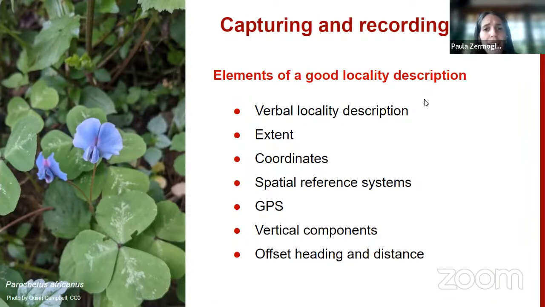Also, we have talked about elements of a good locality description, which are the verbal locality description, the extent, the coordinates, the spatial reference system, the GPS, if we're using GPS, the vertical components, and the offset heading and distance. So again, these are important elements when we are capturing the data and later georeferencing it.